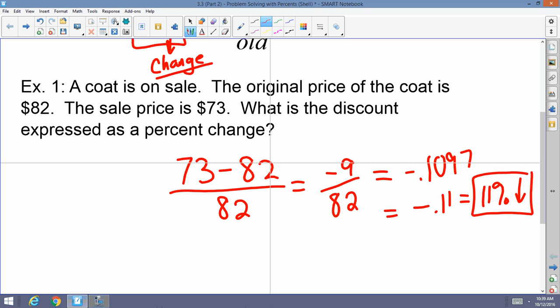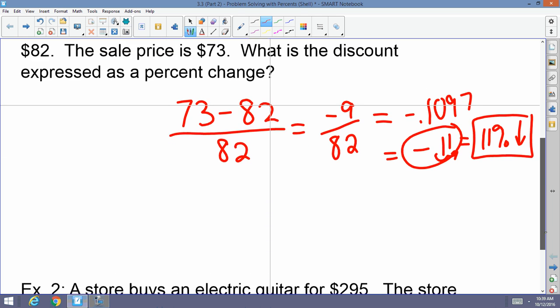Yes, sir. With the 0.11, I moved 1, 2 places to the right, which is the same as multiplying by 100. Thank you for asking, sir. Good job. Does that make sense, guys? You could use the word decrease if you so choose. Thank you, my man. Does that make sense, guys?